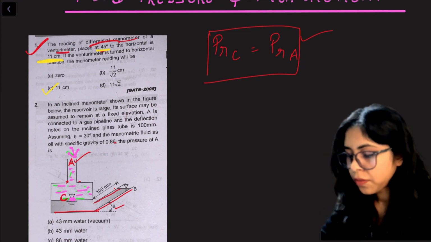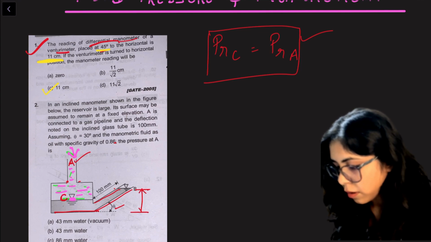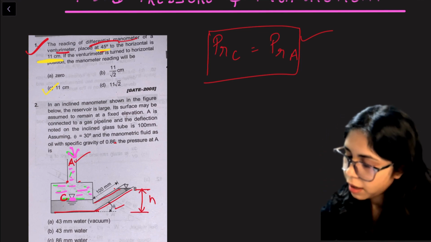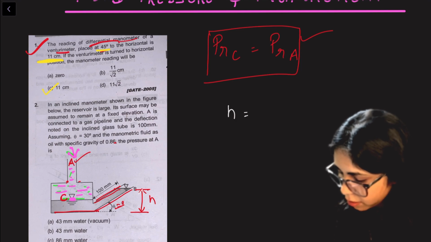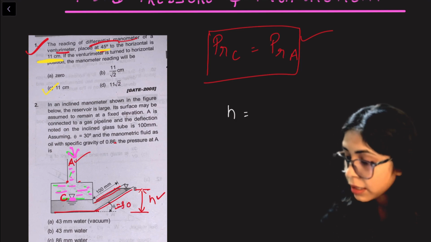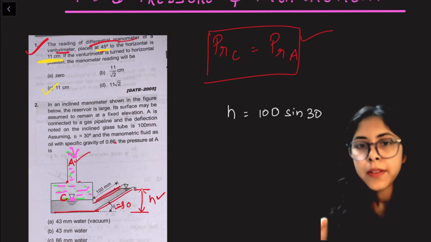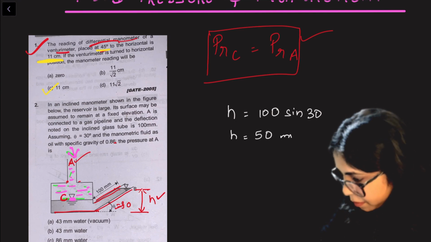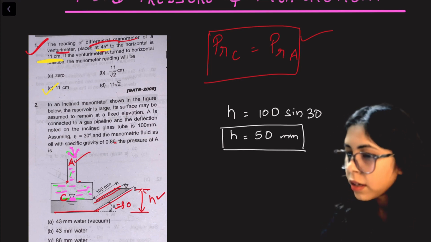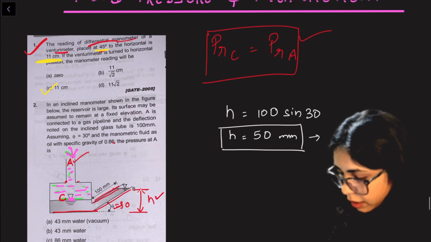Now if we see the height here, what will be the total height of the liquid? We can say the height is 100, this is theta is equal to 30. The height of the liquid raised in the inclined tube will be 100 sine 30. 100 sine 30 means sine 30 is 1 by 2. So the height which got raised was 50 mm. So this height we know of the liquid, right? So this height is with respect to the liquid that got raised.